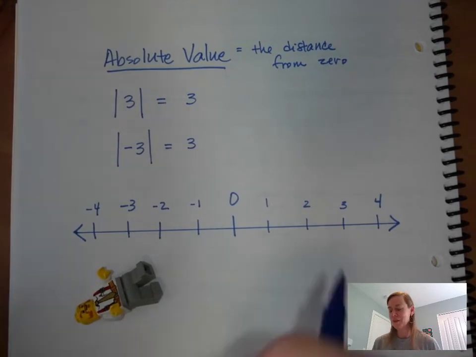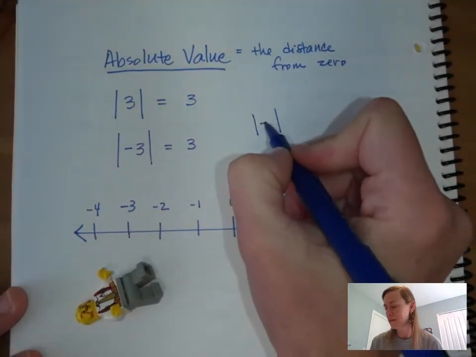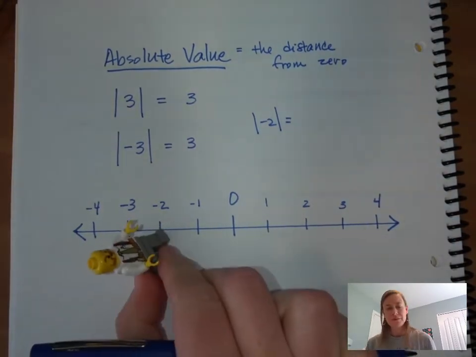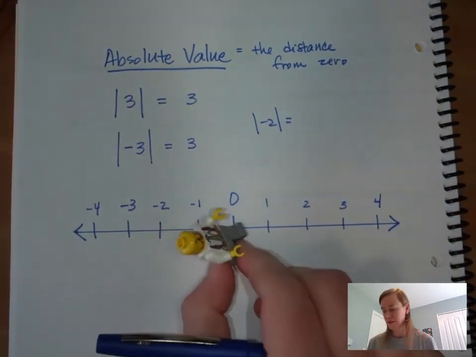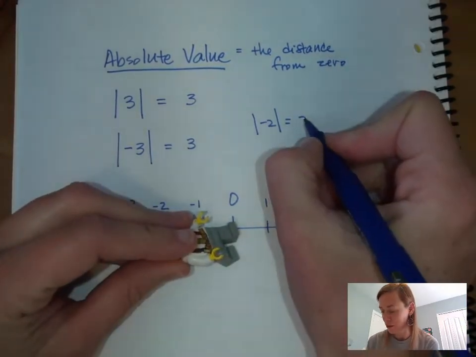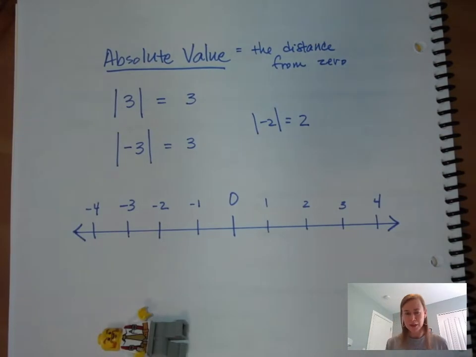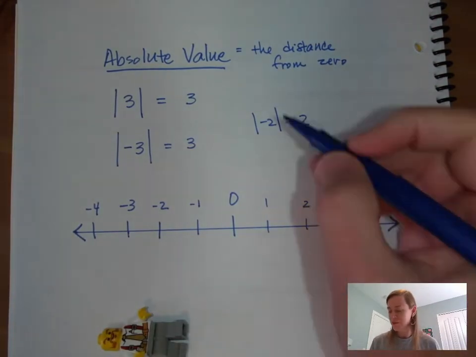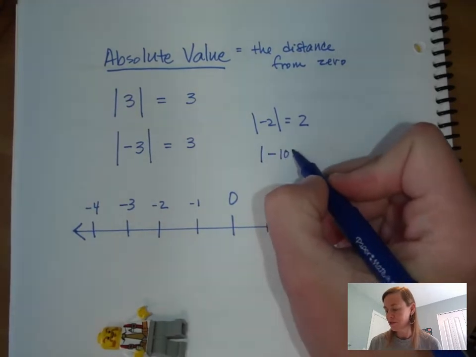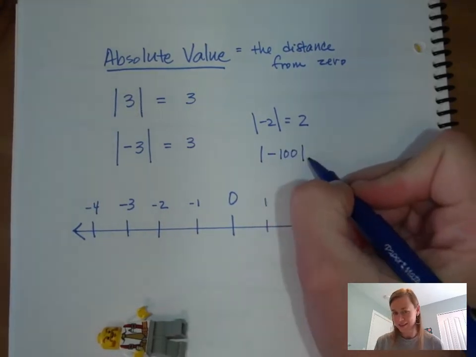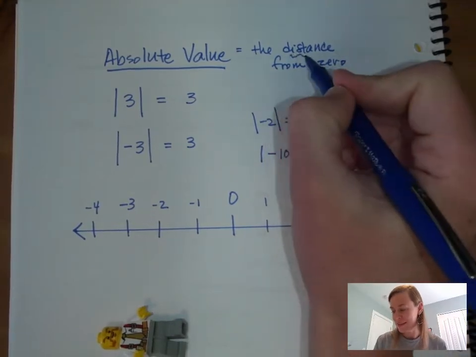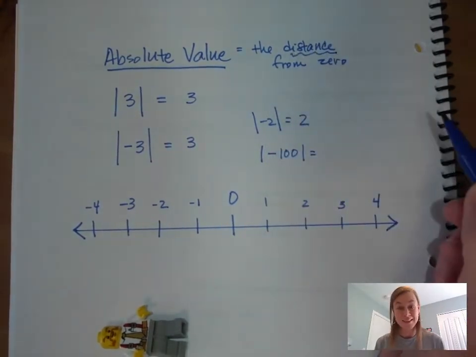Let's look at another one. What if we did the absolute value of -2? Okay, we're going to put him at -2. Let's walk him. 1, 2. Looks like the absolute value of -2 is 2. Are you guys seeing a pattern here? It looks like if you have the absolute value of a negative number, you're just going to make it into a positive number. Why do we do that? Because distance is always positive, right?